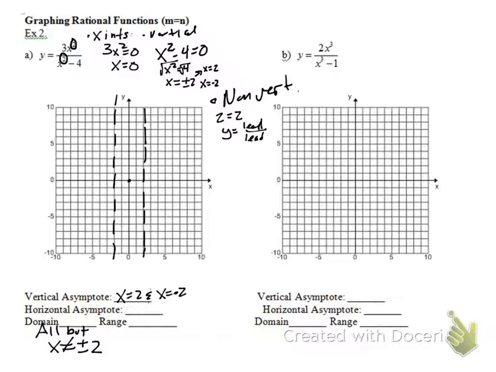So I'm just going to write lead over lead, if that's okay, to save a little bit of time. The leading coefficient of the numerator polynomial is 3. The leading coefficient of the denominator, 1. So our horizontal asymptote, in other words, is just y equals 3. I'm going to dash in y equals 3.